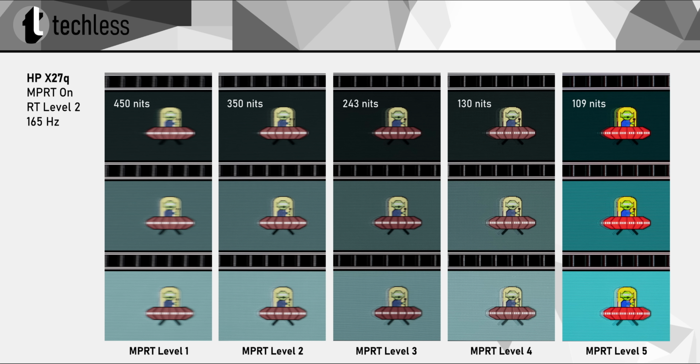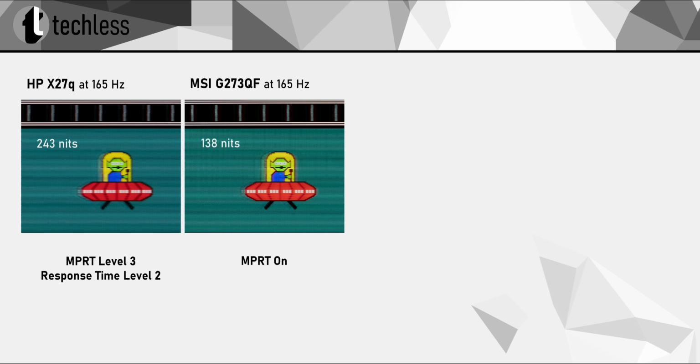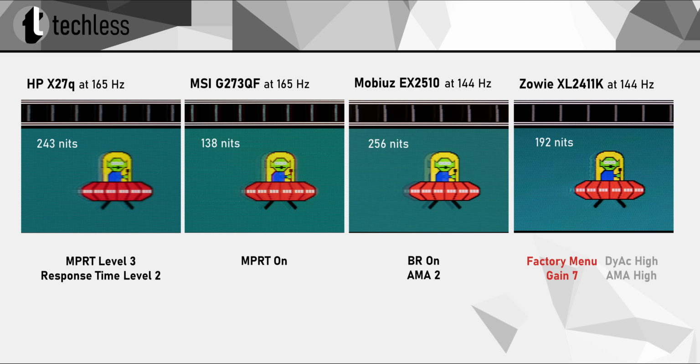109 nits in level 5 still are usable in a somewhat darker room, but on the other hand, 243 nits in level 3 are much brighter and easily bright enough in a normally lit room, and we still get a pretty sharp image. By the way, looking at these numbers and images, this must be a pretty beefy backlight. Also, it's rather interesting that the X27Q actually gets brighter in its first MPRT mode than without backlight strobing. Seems like HP are restricting the backlight for the normal mode and are reserving the full power for MPRT and HDR.